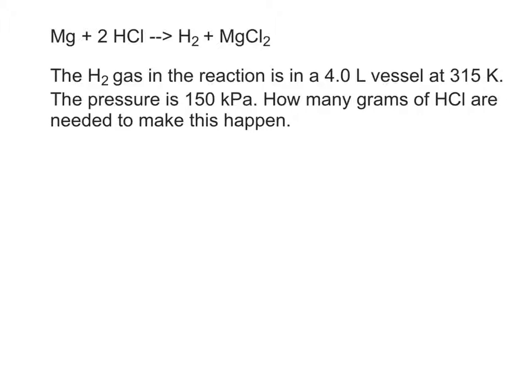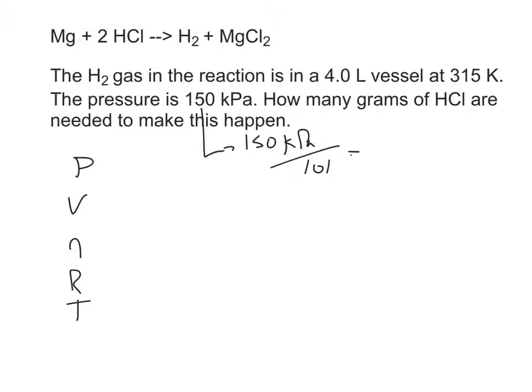Now the second example I'm going to do is one where you do the gas law first and the stoichiometry second. The first indication that I'm going to do the gas law first is that when I write out my PV=nRT variables, I have everything except for N. Now my pressure is 150 kPa, and so I'm going to need to divide that by 101 to get it into atmospheres, so I'm going to do that first. When I take 150 divided by 101, I get 1.49 atmospheres.